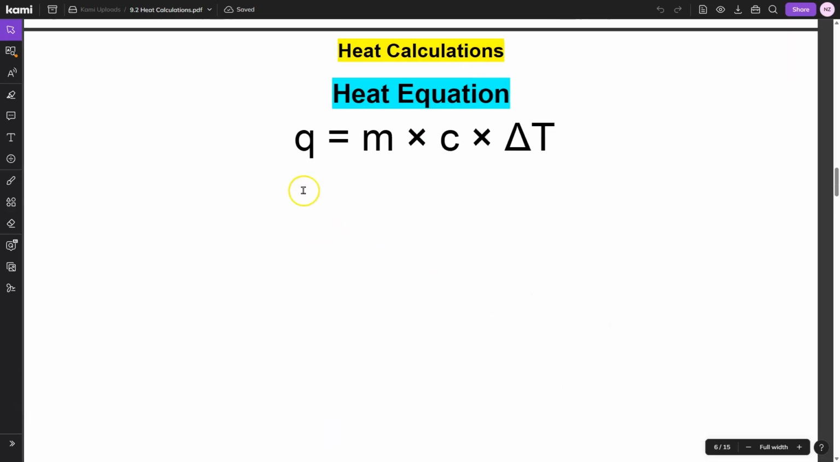This is our heat equation. So it's Q equals mc times delta T. So the mass of the substance times its specific heat value times its change in temperature.